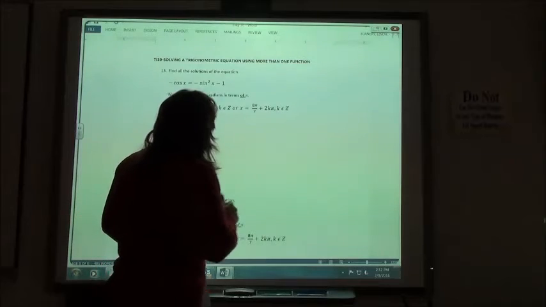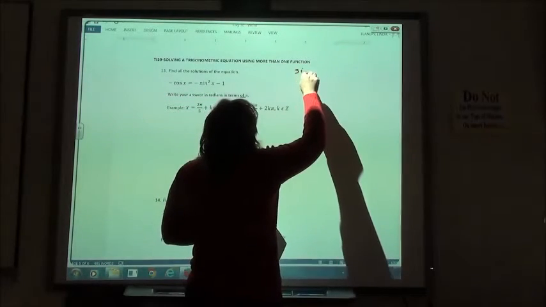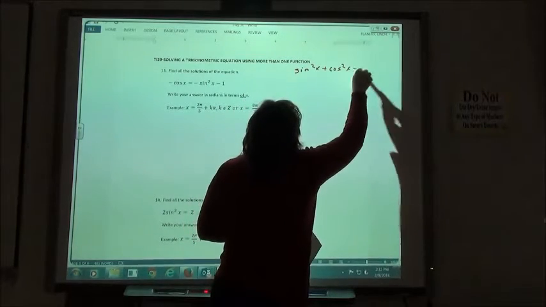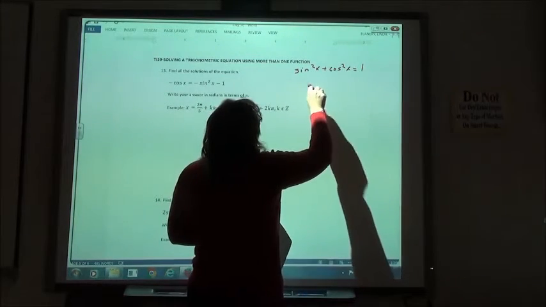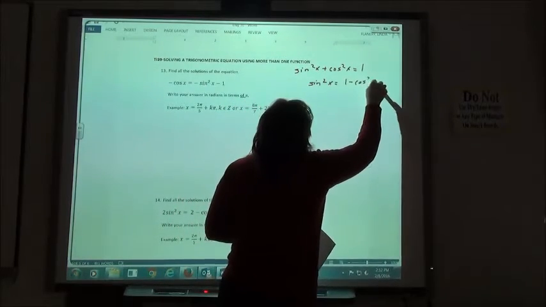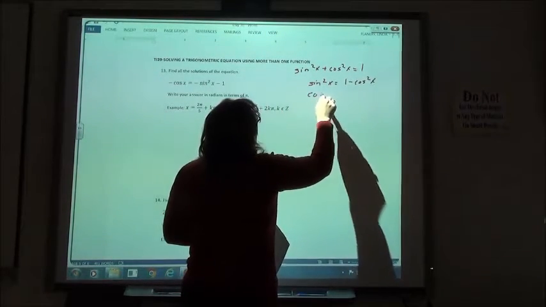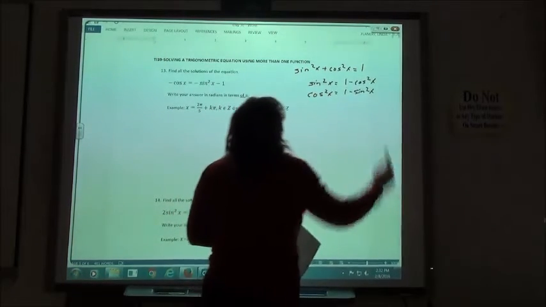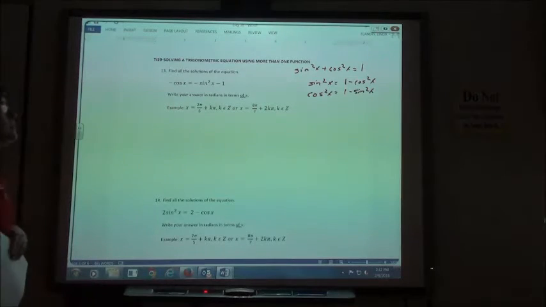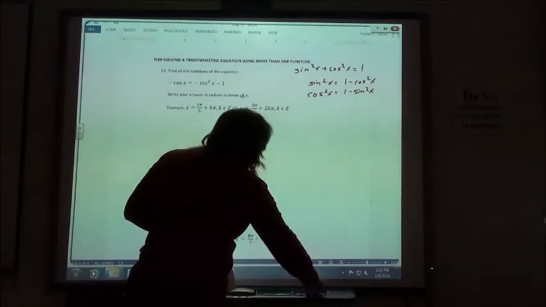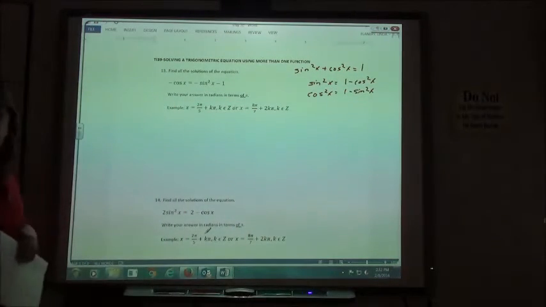So for our Pythagorean identity, sine squared of x plus cosine squared of x equals 1. Therefore, sine squared of x would equal 1 minus the cosine squared of x, or cosine squared of x equals 1 minus the sine squared of x. Those are the most common ones you're going to substitute in for. You don't always substitute in, but most of the time we're going to try to do that to see if we can get it in terms of the same term.